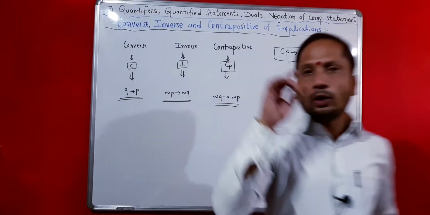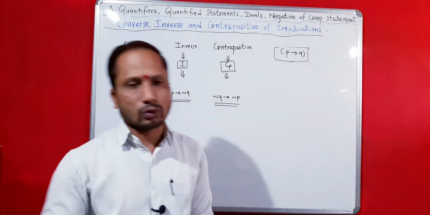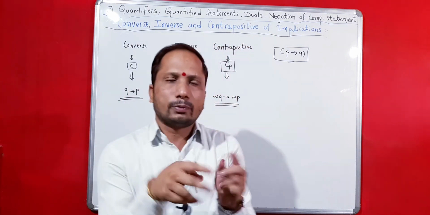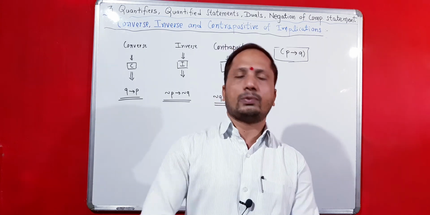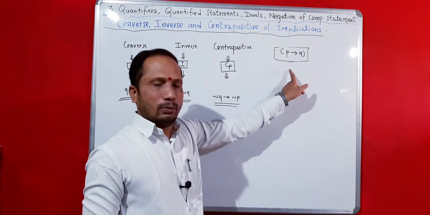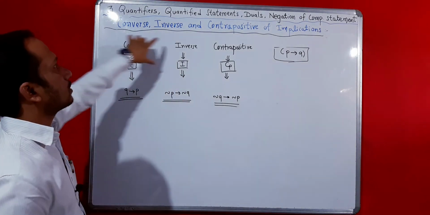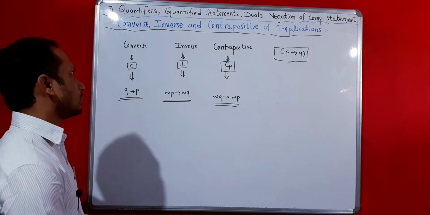We'll learn about the converse, inverse and contrapositive of the implication. Converse, suppose C; inverse, I; and contrapositive, CP, simply. Let us consider one statement, P implies Q. Now this is the statement for which I want the converse, inverse and contrapositive. I'll simply explain this topic.